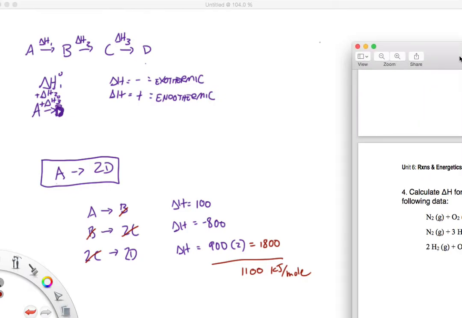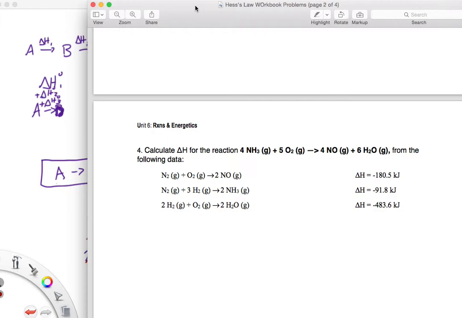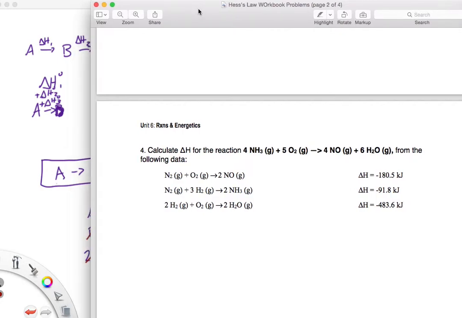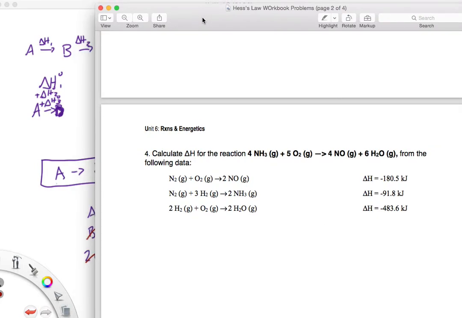Number 4 looks like this. It says calculate delta H for the reaction 4 NH3 in the gaseous state plus 5 O2 in the gaseous state goes to 4 NO in the gaseous state plus 6 H2O in the gaseous state. It's all in the gas, so we don't really need to worry about those states of matter right there. So what do we do about this?